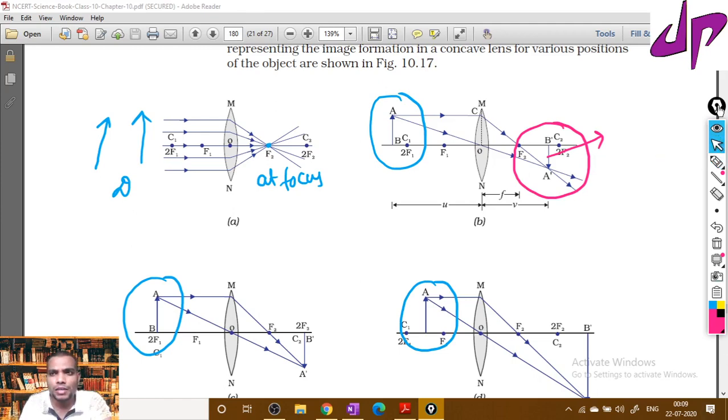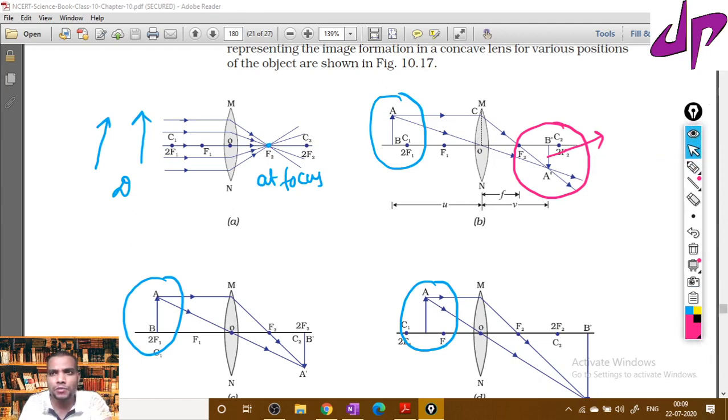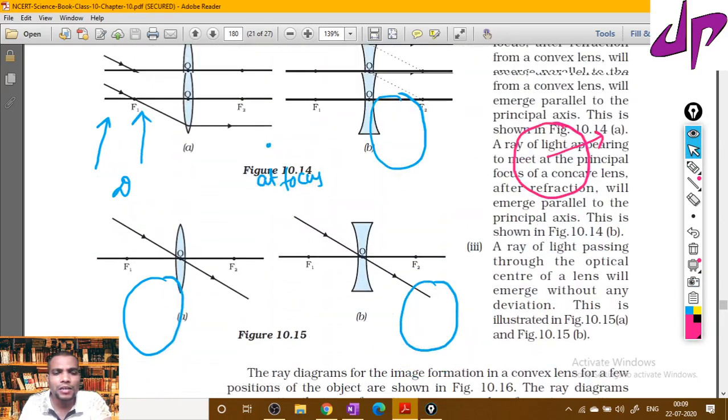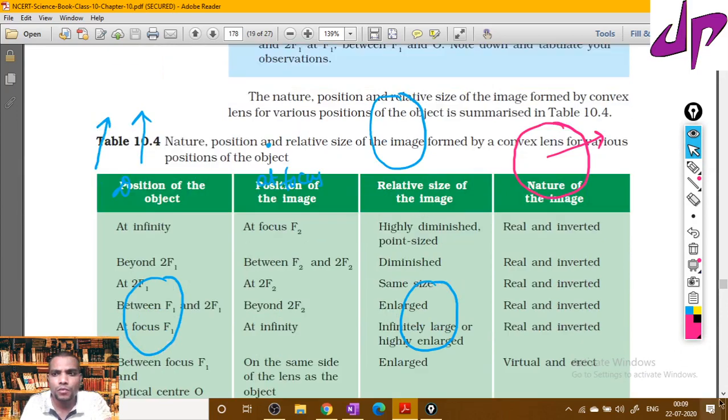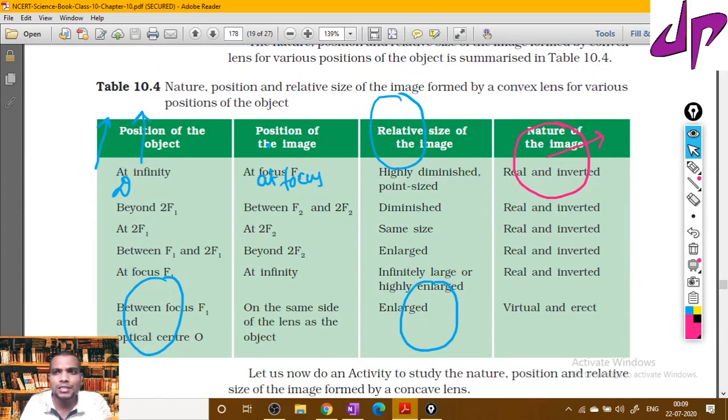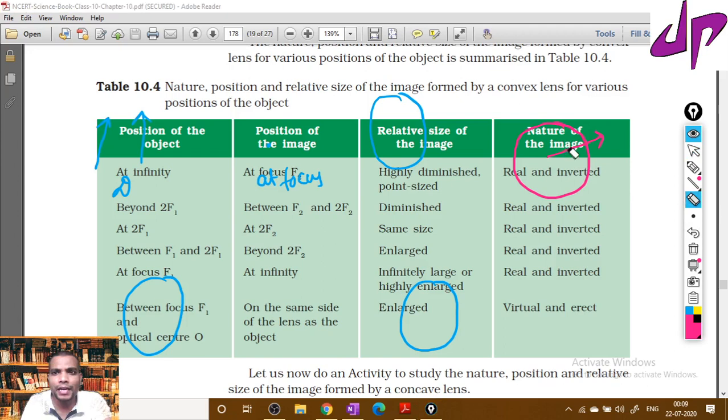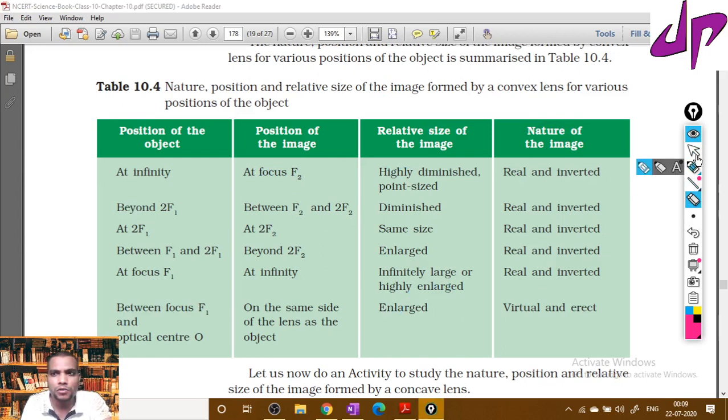So we will draw certain ray diagrams. With the help of the ray diagrams, we will understand, for the various positions of the object, how the image will be formed. We need to learn this table along with the ray diagrams carefully. This table is very important from the examination point of view. It tells about the nature, position and size of the image formed by a convex lens. So let us see that.